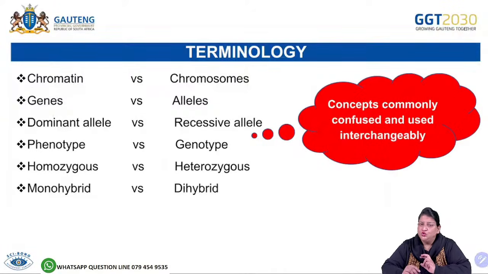So if there are two tall parents, but the children are short, it means in the parents, tall is dominant. But suddenly the child is short. It doesn't mean that the parents did something wrong, or that the mother must have had an affair with a short man. No, it means that both the parents were tall, but one or both of them are carrying the allele for short.